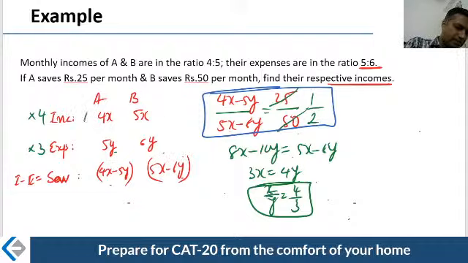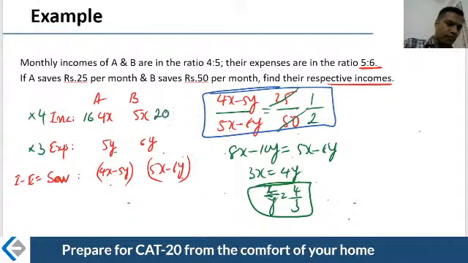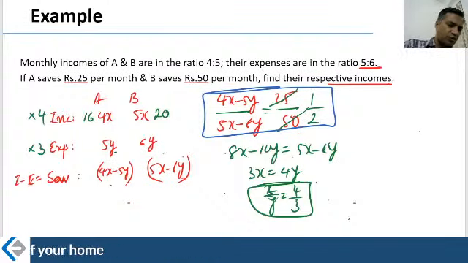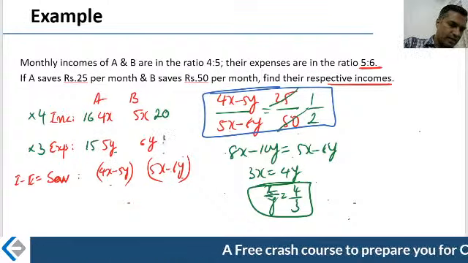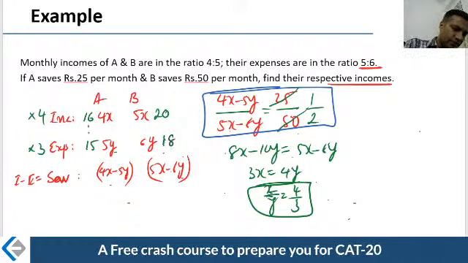Right, yeah, this is 16, this is 20. You multiply throughout by 4. Next one, multiply throughout by 3, 15, and therefore you are writing it as 18. Now look at the savings here, friends. 16 minus 15, 1 rupee. 20 minus 18, 2 rupees.